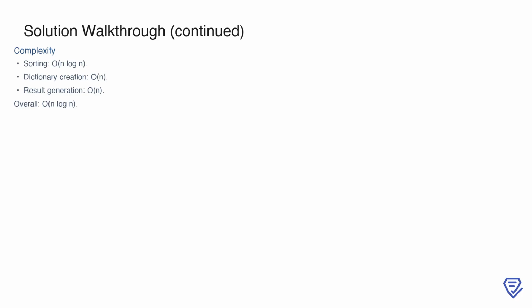The space complexity is n as well, due to the storage required for the dictionary and the sorted array. By balancing time and space efficiency, this approach provides a robust solution to the problem of counting how many numbers are smaller than each number in the array.